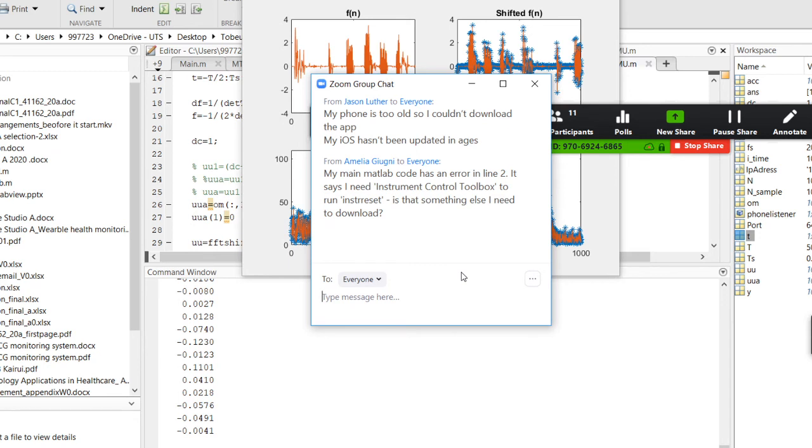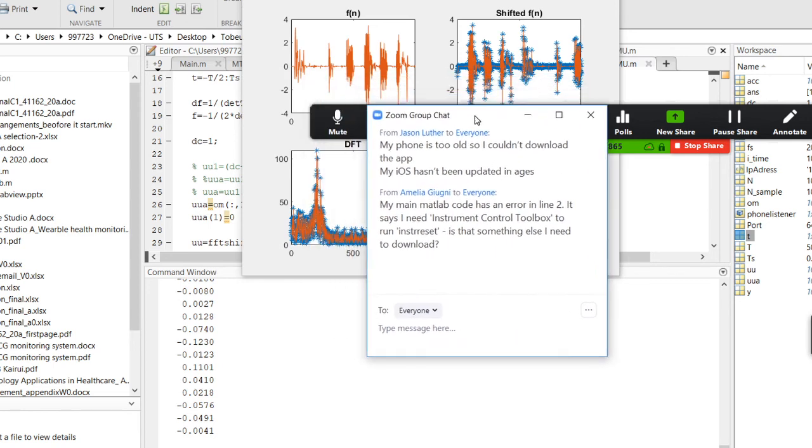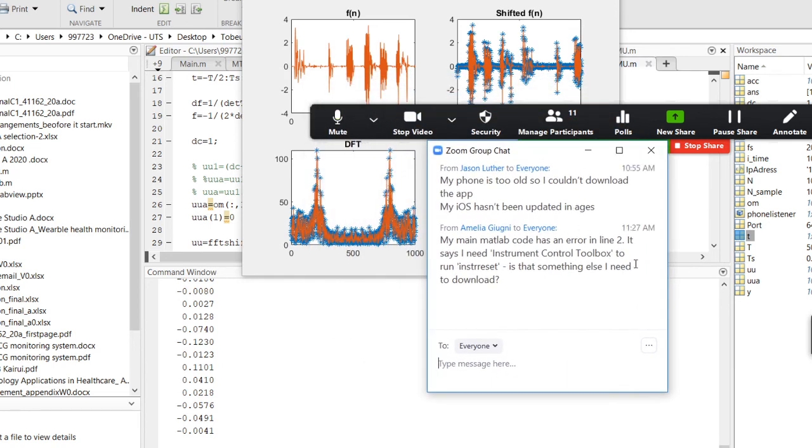So Amelia, you have a problem with MATLAB, right? Yeah. In the second, but do you mean you opened your app correctly? Yeah. Maybe. I downloaded the file from the Google Doc. Maybe yeah, that's good.